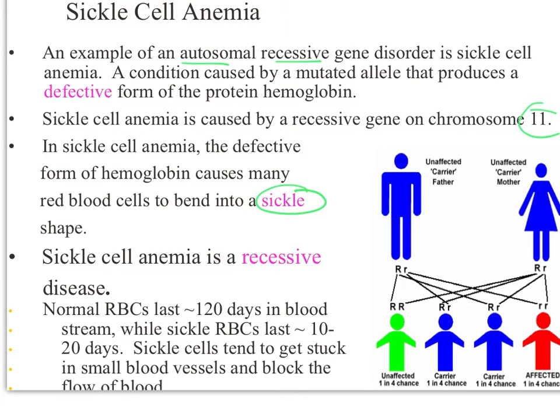Normal red blood cells last 3 to 4 months, and then they go through apoptosis and are replaced by new ones. But sickle red blood cells only last 10 to 20 days before they die.